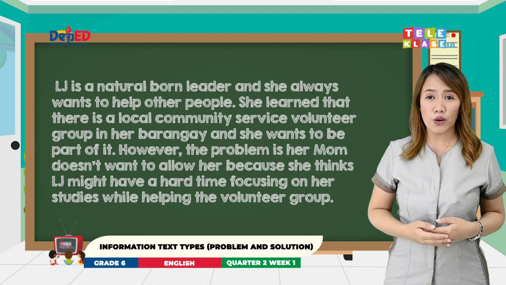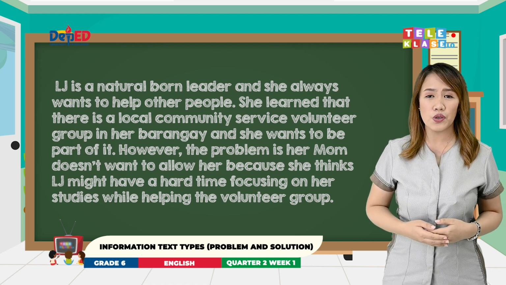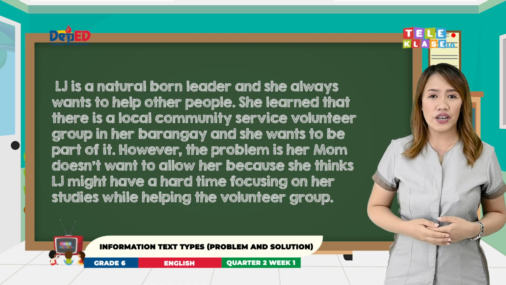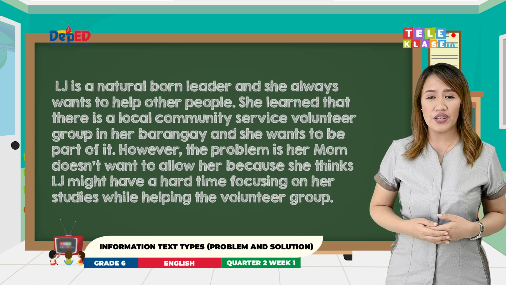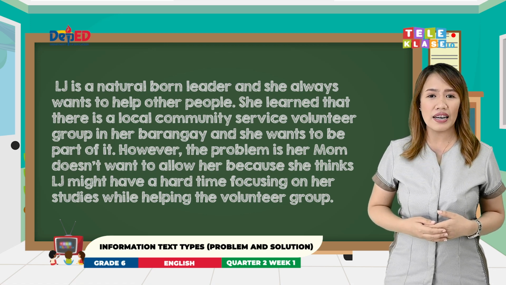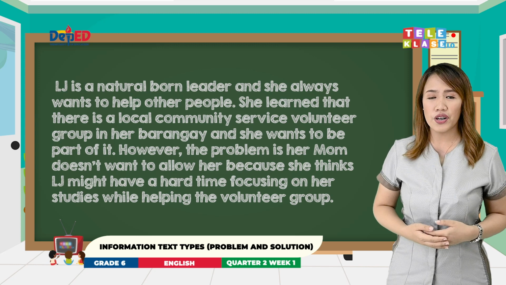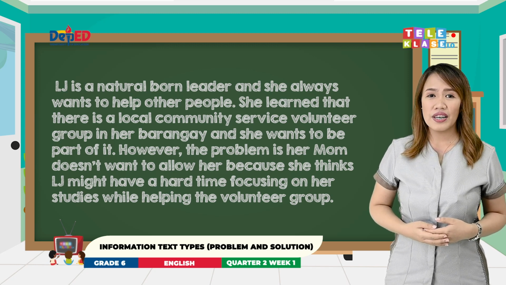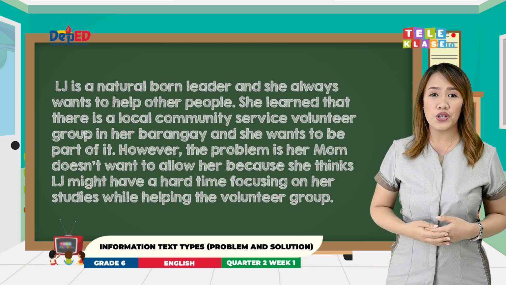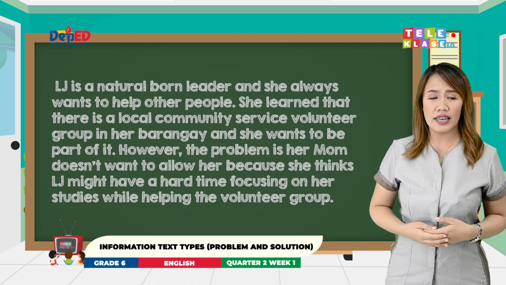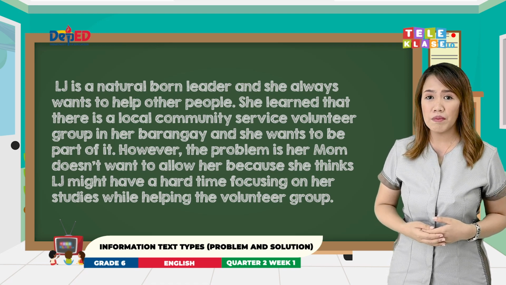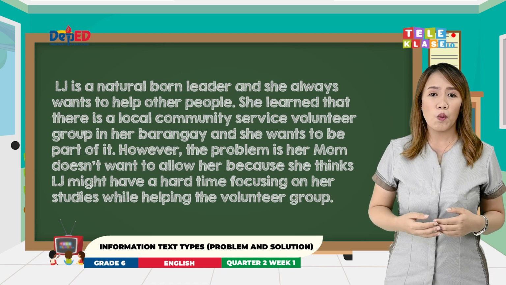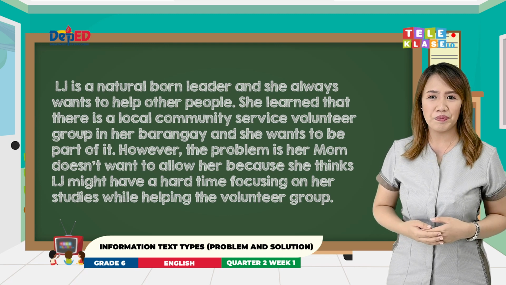LJ is a natural-born leader and she always wants to help other people. She learned that there is a local community service volunteer group in her barangay and she wants to be part of it. However, the problem is her mom doesn't want to allow her because she thinks LJ might have a hard time focusing on her studies while helping the volunteer group.